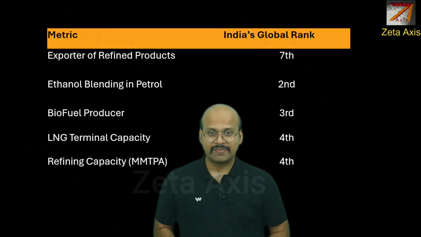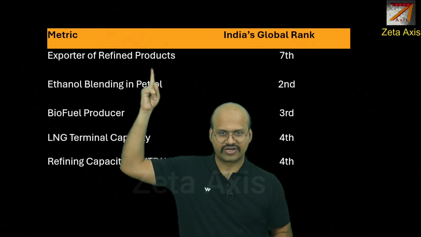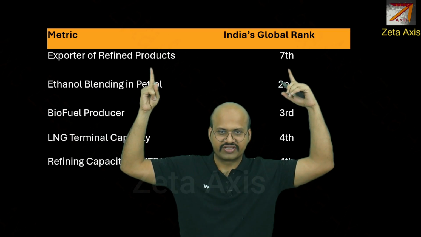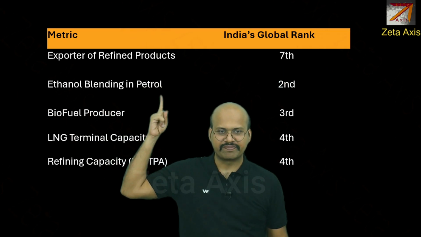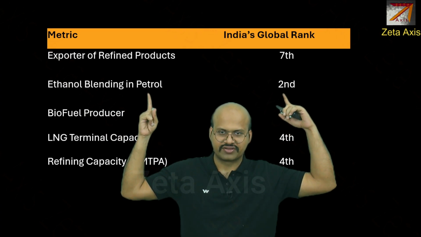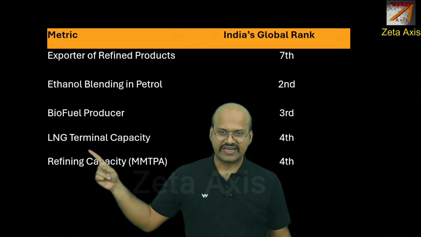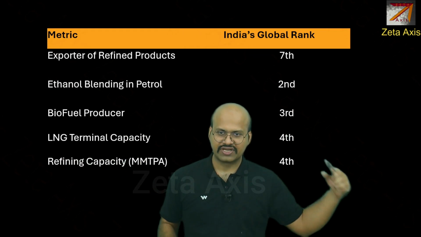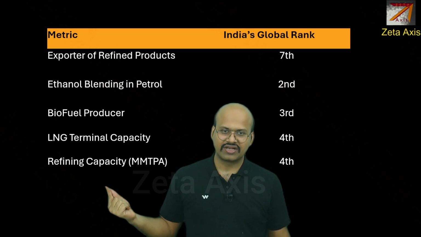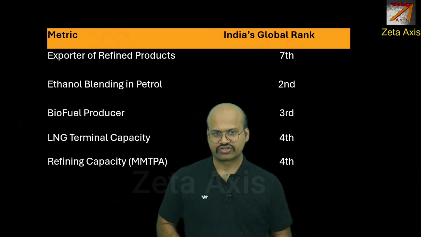Now there are some other metrics that you must know. Exporter of refined products, India is at 7th position. This is because we have a large number of refineries. Ethanol blending in petrol, we are at 2nd position. Biofuel producer, we are at 3rd position. LNG, that is, liquefied natural gas terminal capacity, we are at 4th position. And refining capacity, total oil refinery capacity, we are again at 4th position across the globe.